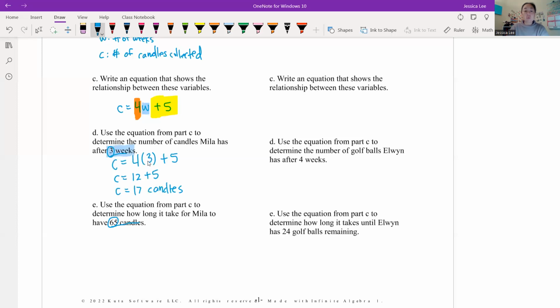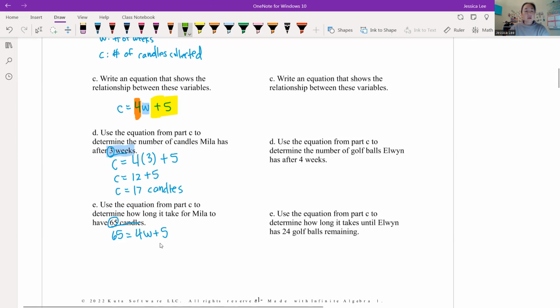We're no longer talking about weeks. We want to find out how many weeks, right? So we're going to put 65 in for the C. So here's 65 equals 4W plus 5. All right, so we don't know how many weeks, so we're going to now have to solve this equation.